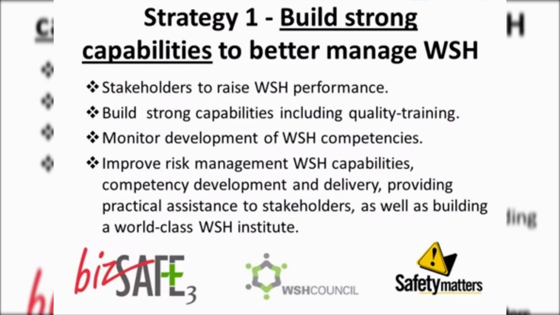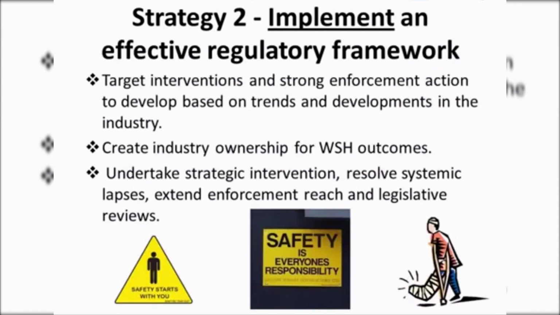Strategy 1. Build strong capabilities to better manage WSH. Stakeholders to raise WSH performance. Build strong capabilities including quality training. Monitor development of WSH competencies. Improve risk management WSH capabilities, competency development and delivery, providing practical assistance to stakeholders, as well as building a world-class WSH institute.